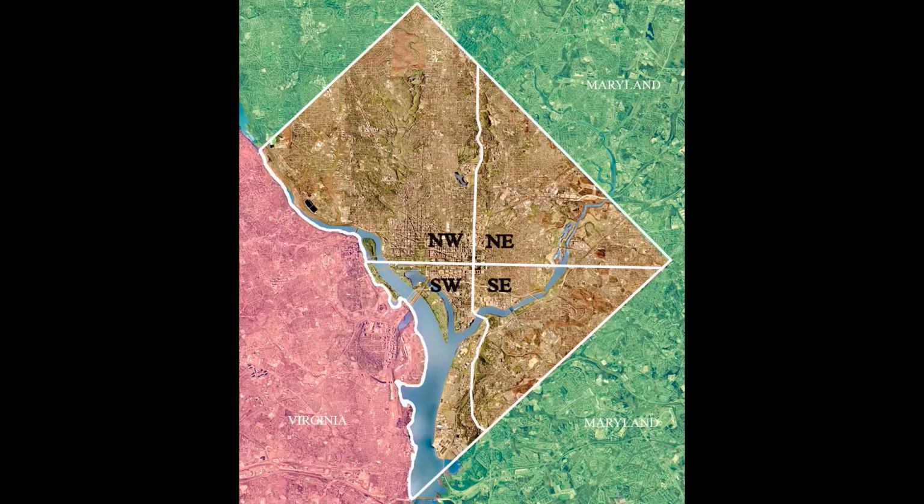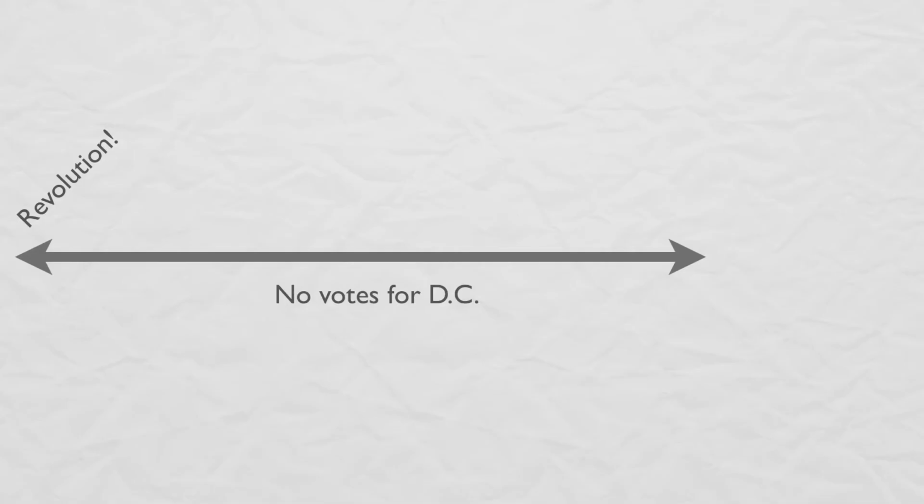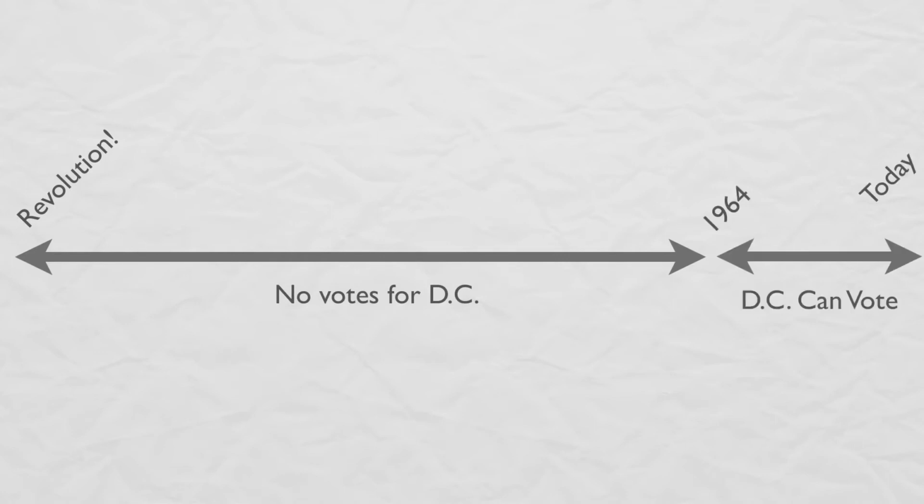There are about 600,000 in the District of Columbia, an area set aside specifically not to be a state so that the capital of the country would be free of local politics. For most of United States history, people living in the district didn't get to vote for president. Then, in 1964, the Constitution was amended to give D.C. the same number of votes as the least populous state, Wyoming.